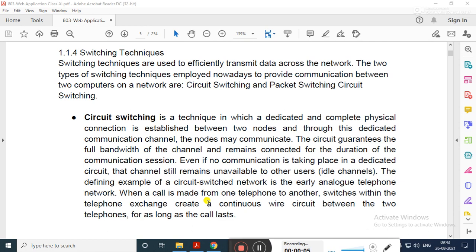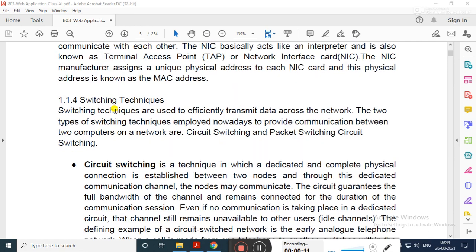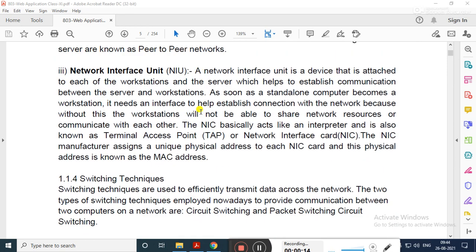Today we are going to discuss switching techniques in networking. In the previous classes, we have seen what the network interface unit and the MAC address are. And today we are going to discuss the switching techniques.